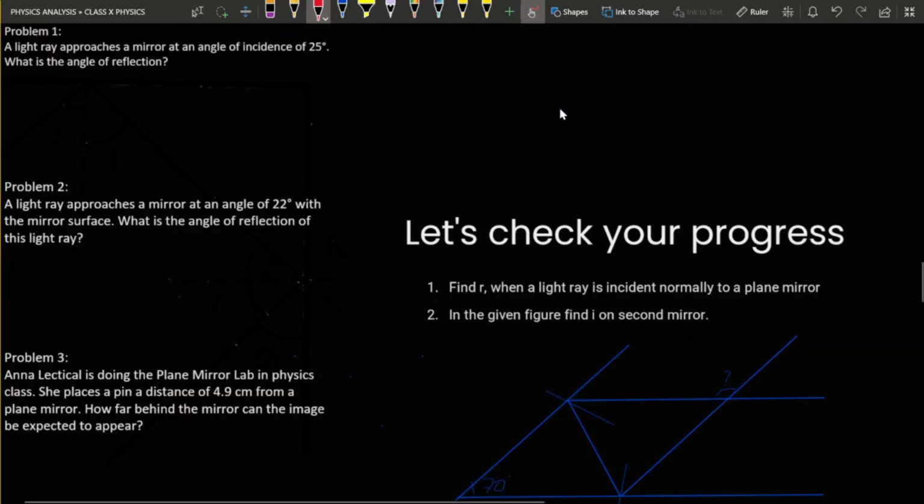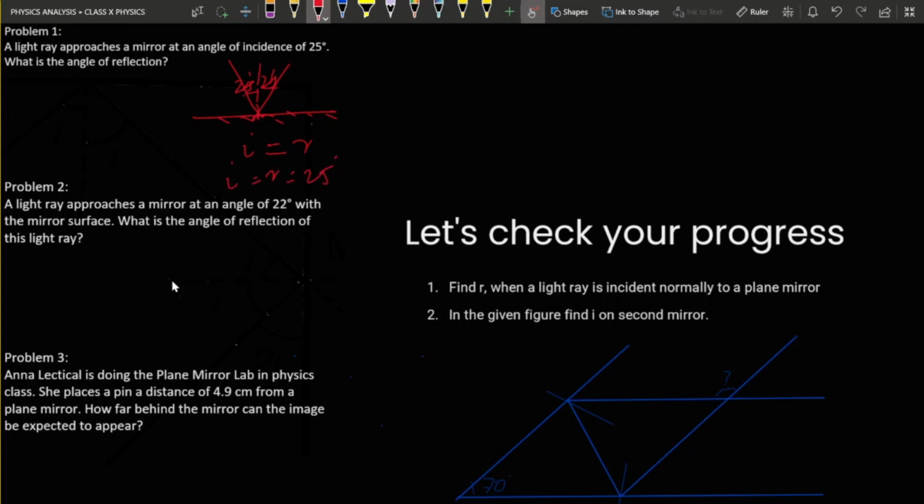So now let us discuss some questions and answers. Taking one question here: a light ray approaches a mirror at an angle of incidence of 25 degrees; find the angle of reflection. It's a very simple question. Suppose this is the plane mirror and the light ray is incident at 25 degrees. Then the angle of reflection will also be 25. According to the law of reflection of light, i is equal to r. So if i is 25, then r will also be 25.